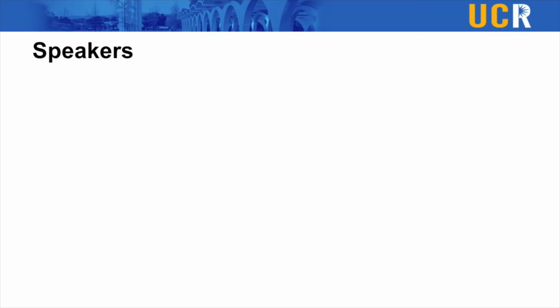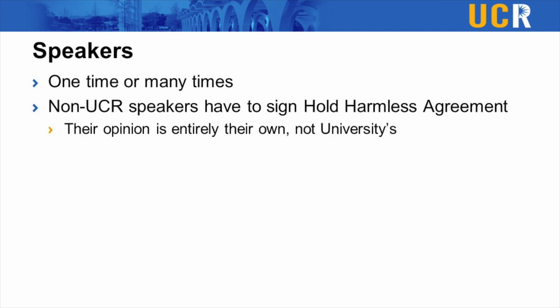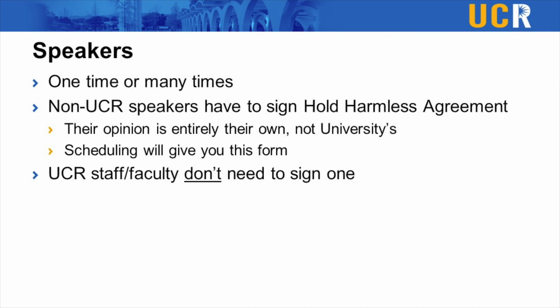Occasionally, your organization might want to bring a speaker to campus. This could be someone who speaks at your meetings regularly, or it could be a one-time thing. Anyone that is not associated with the university, so not a staff, student, or faculty member, has to sign a form similar to the policy compliance form's Hold Harmless Agreement section. By signing this form, your speaker is agreeing that whatever they're talking about, the university isn't condoning or approving. It's possible to put multiple dates on one form, so if your advisor is speaking on a weekly basis, just tell scheduling and they'll batch the dates together for you. If the speaker is a staff, student, or faculty here, they don't need to sign the Hold Harmless Agreement.